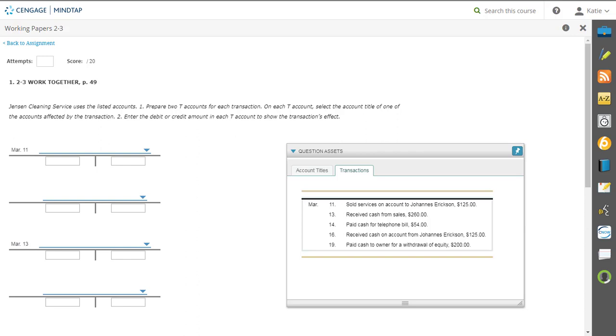What account needs to go first in every single one of them? It's not going to be an account title, but what goes first? Nope, not cash, because every transaction doesn't affect cash. The debit has to go first. So we always have to figure out which account is being debited and put that one first.